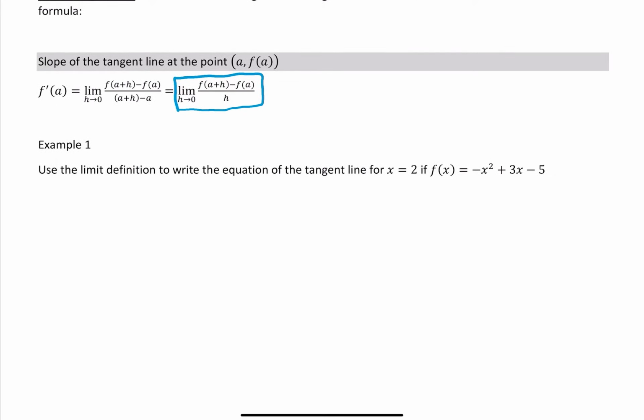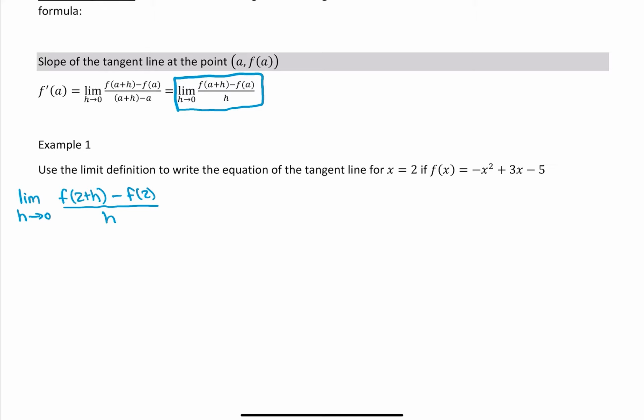So for example one, we're going to write the equation of the tangent line for x equals 2 if we have this given f of x function. So we're going to always keep good notation for this. So we're going to have the limit as h approaches 0 of... You know what, actually, let's do some side calculations so we don't have to do all of the work in one step. We're going to have f of 2 plus h minus f of 2 and just divided by h.